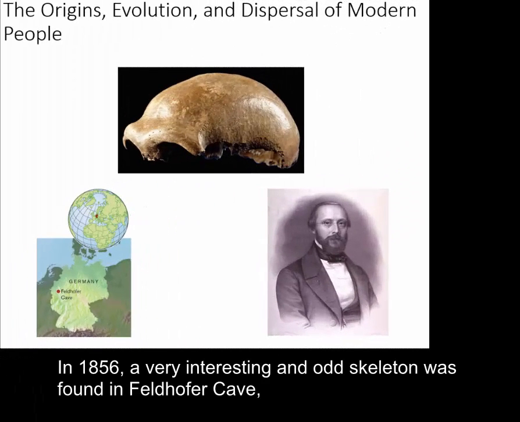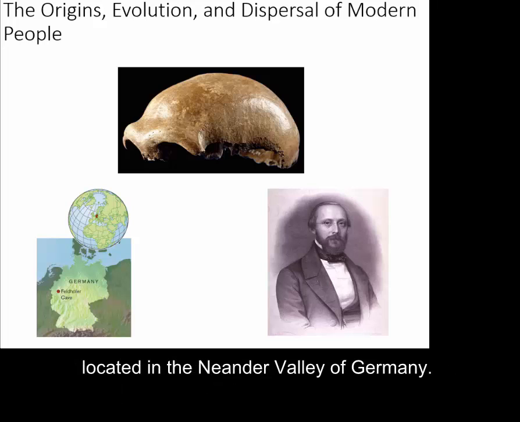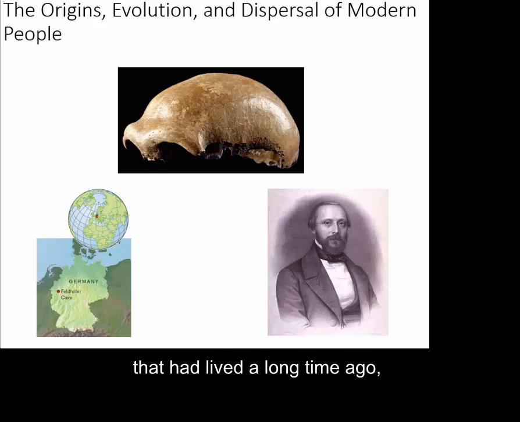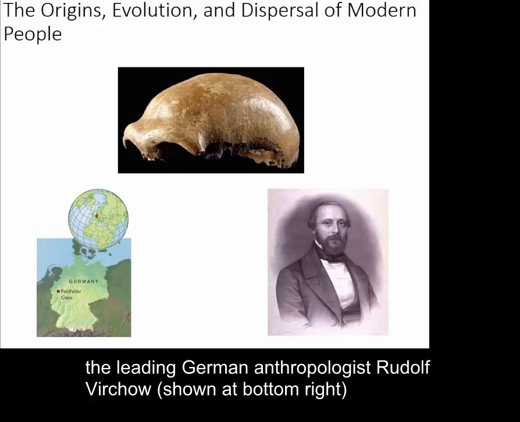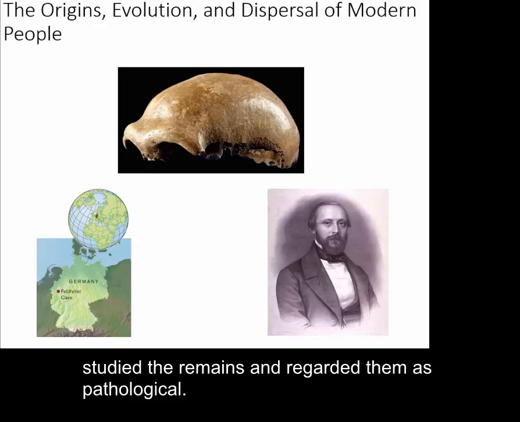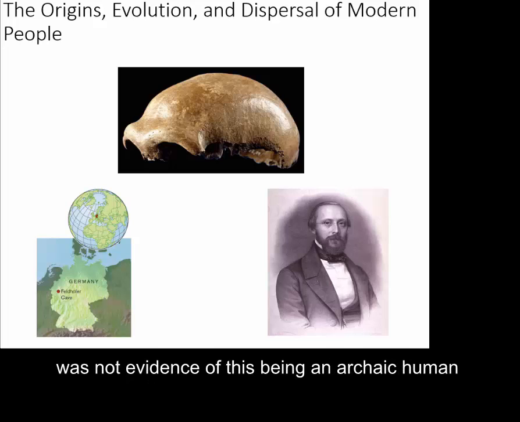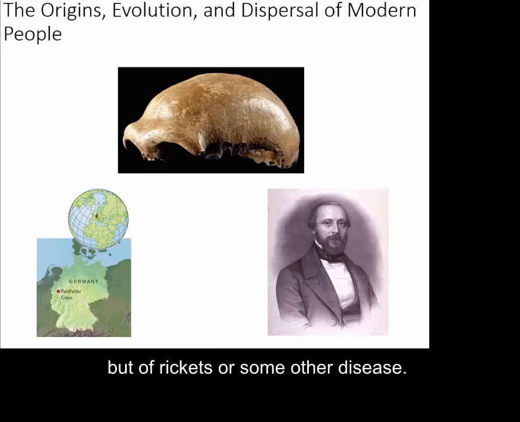In 1856, a very interesting and odd skeleton was found in Feldhofer Cave, located in the Neander Valley of Germany. Though the finding was originally published as an archaic human that had lived a long time ago, the leading German anthropologist Rudolf Virchow studied the remains and regarded them as pathological. The long, low skull was not evidence of this being an archaic human, but of rickets or some other disease.